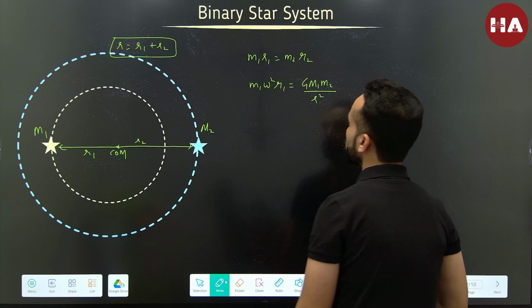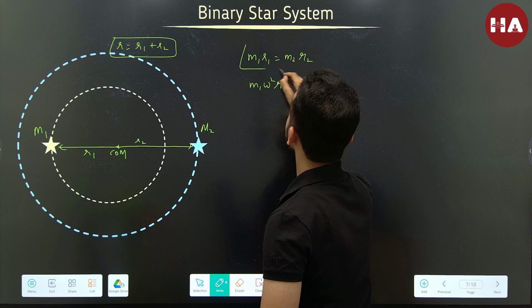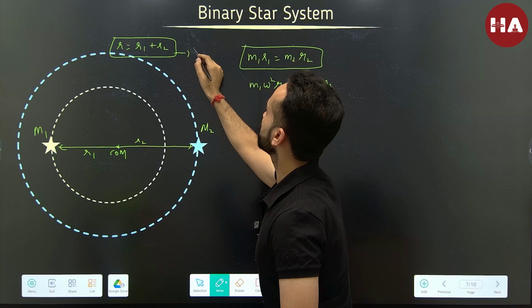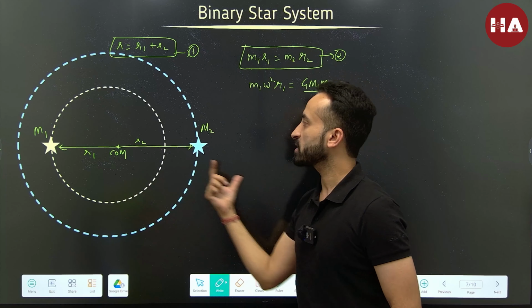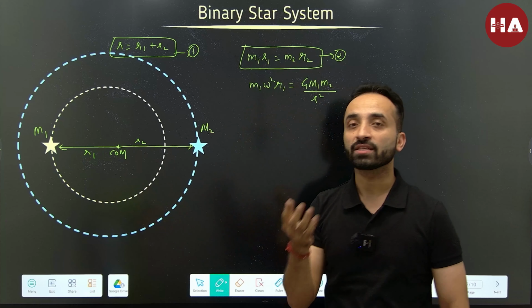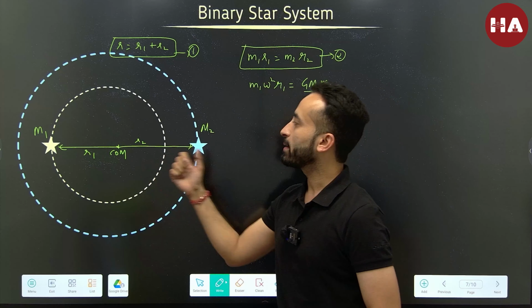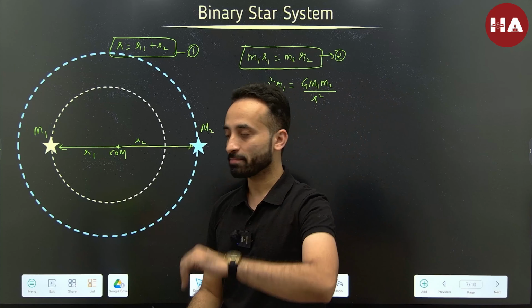Okay, so this is the first equation and this is the second equation connecting r1 and r2. First, r1 plus r2 is equal to the distance between the two stars, and m1 r1 is equal to m2 r2.